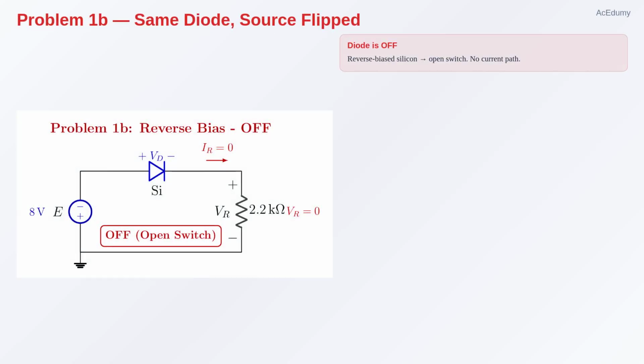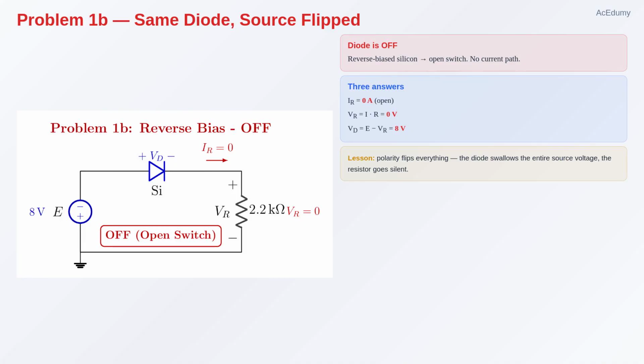Now I'm going to flip the source. Same diode, same resistor, but the 8 volts is connected the other way around. The diode now sees a negative voltage at its anode. This is reverse bias. Will the diode conduct? No. Reverse biased silicon stays off. It acts like an open switch. Open switch means no current can flow. IR equals 0 amps. That is our first conclusion.